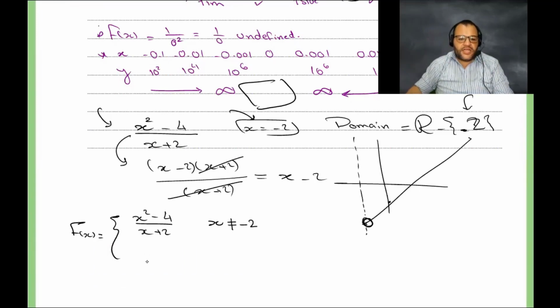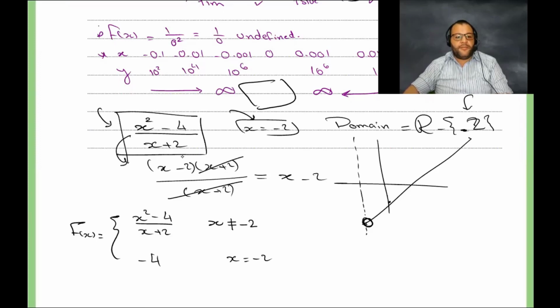But I will add another one. If you replace x equals negative 2 in this function, the function now is equal to negative 4 for x equals negative 2. That's removable. If you study the limit of the function from left and from right, you will find that the function approaches negative 4.